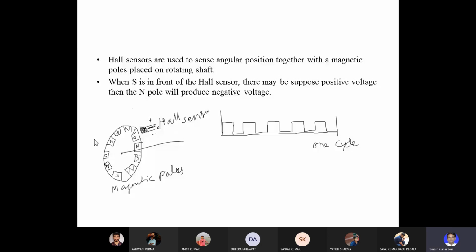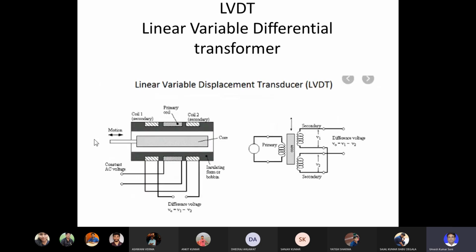Here S pole provides the high logic and N pole provides the low logic. In that case, there are a total of five N poles and five S poles, so in total there are five high logic levels and five low logic levels in one cycle. Higher the speed, higher will be the frequency of these pulses, and depending on the frequency to voltage converter, we can determine by calibration calculation the speed of the disk.